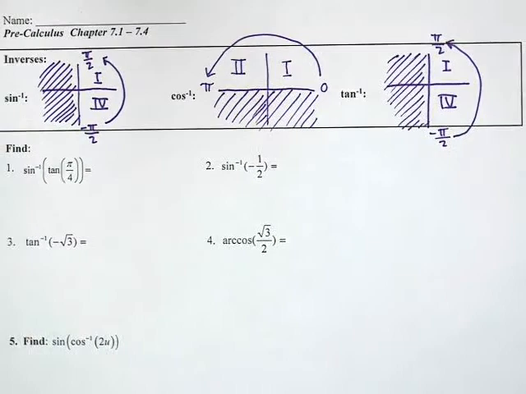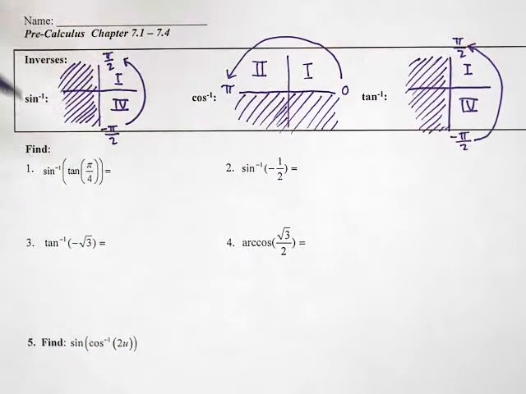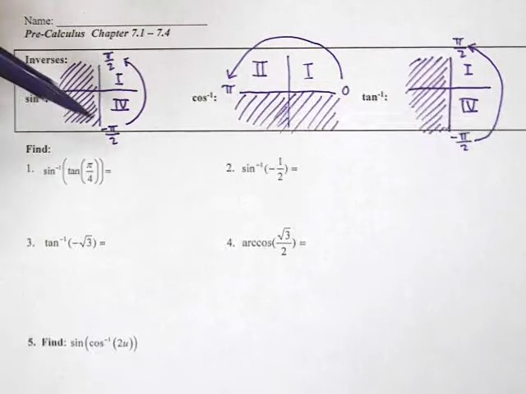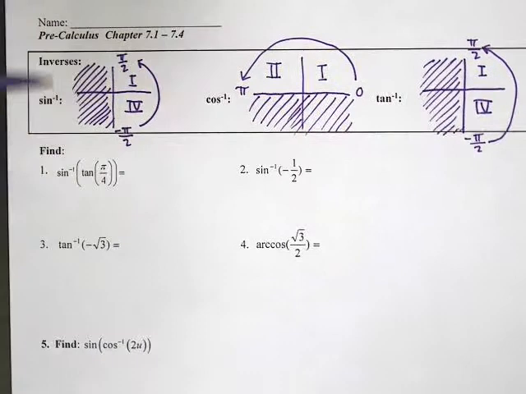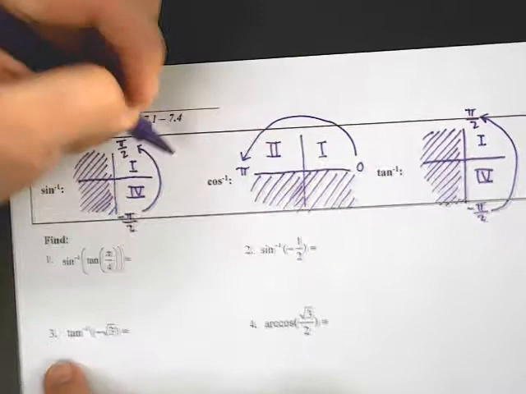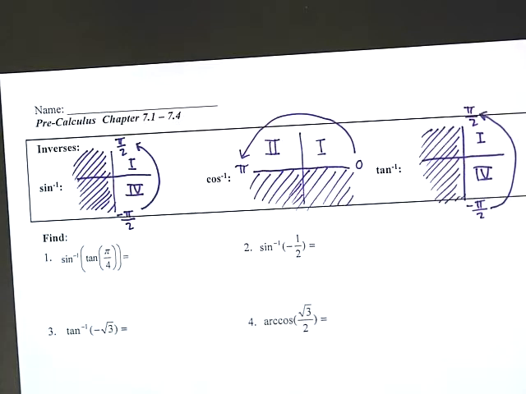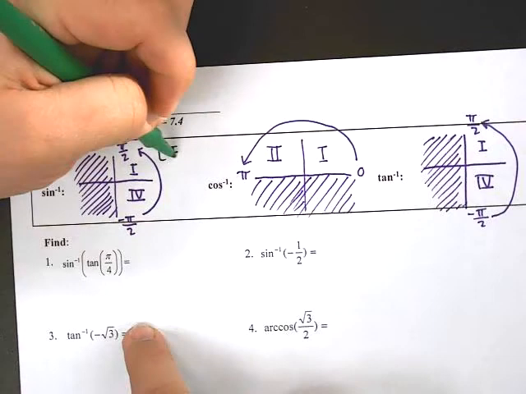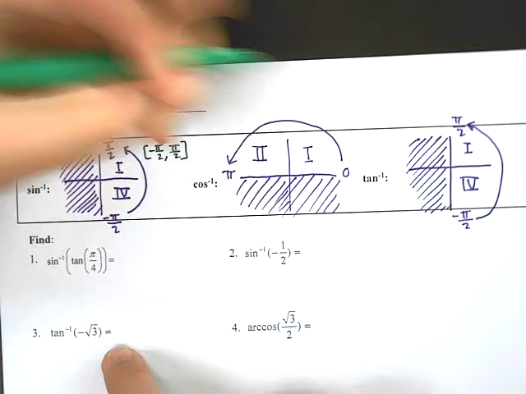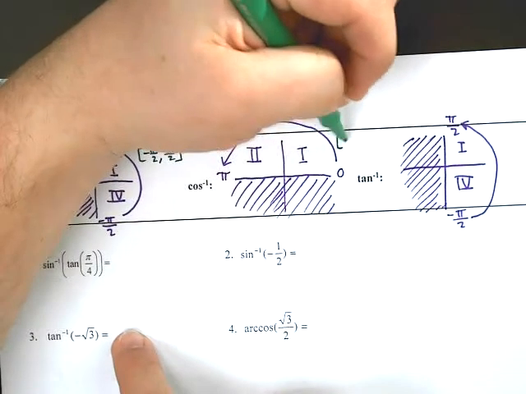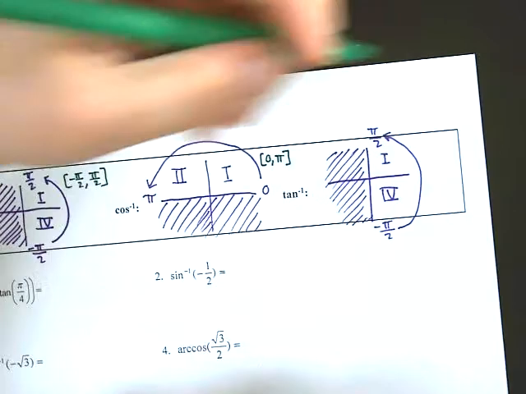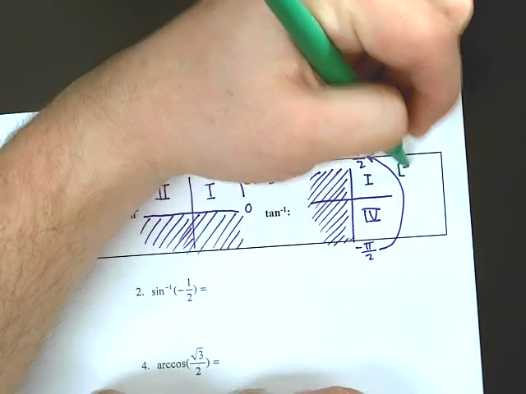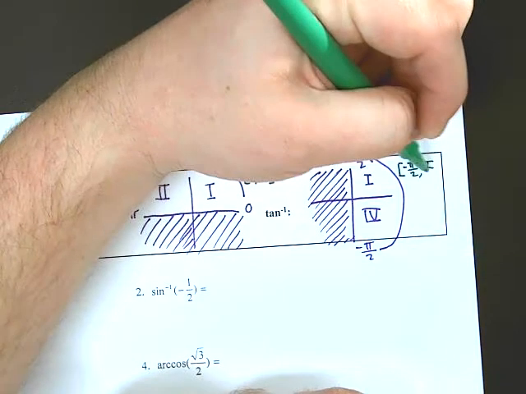Okay? So again, if I ever ask you for the inverse sine, your answer better be between negative pi over 2 and pi over 2. So let's write that right now as well. Sine must be between negative pi over 2 and pi over 2, cosine must be between 0 and pi, and then again tangent is between negative pi over 2 and pi over 2. Those are kind of the domains that you should keep in mind.